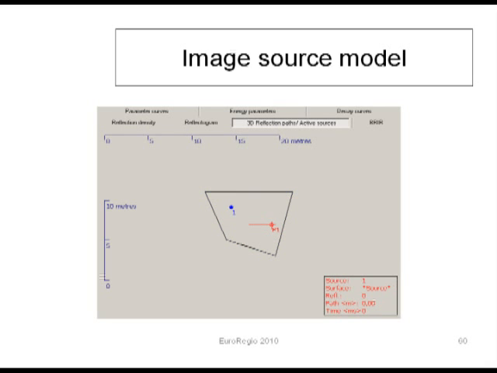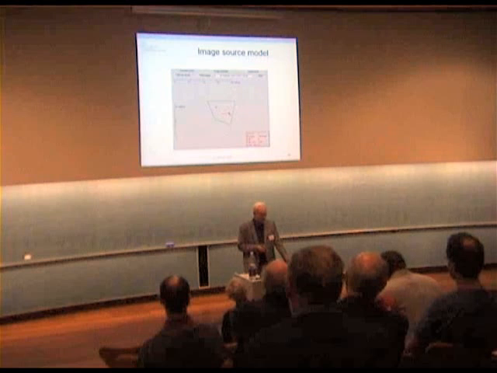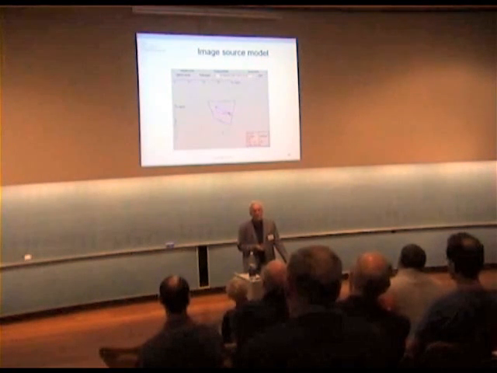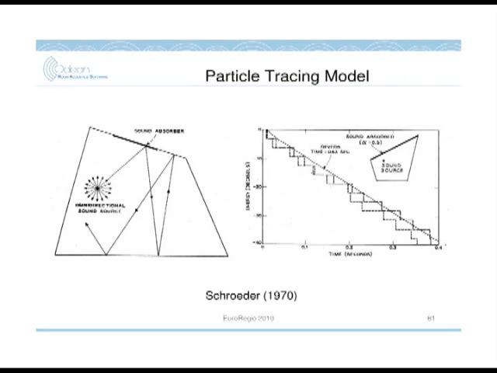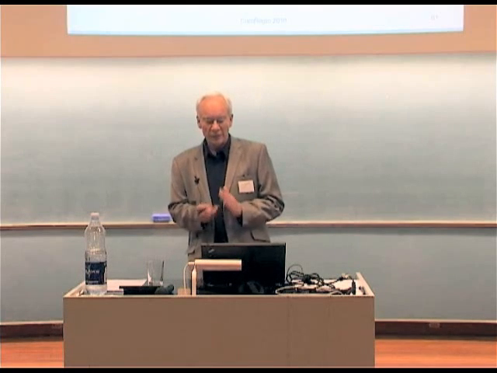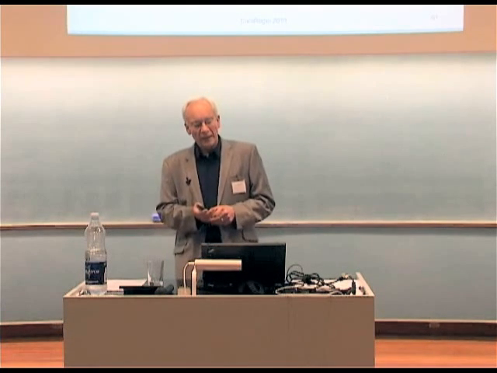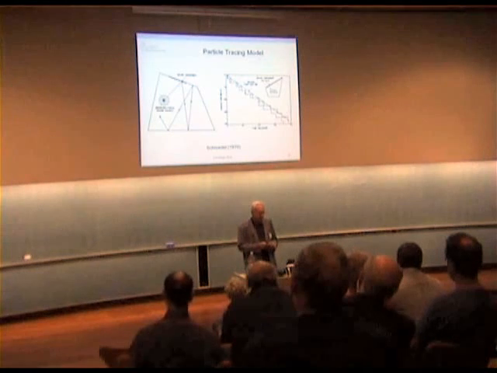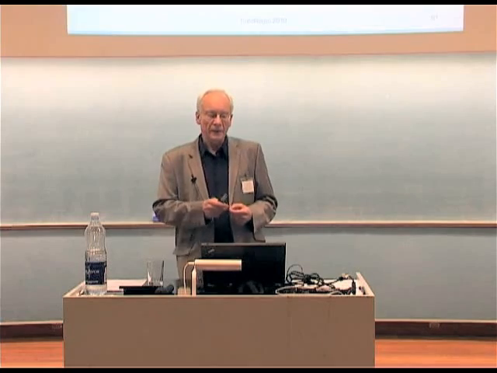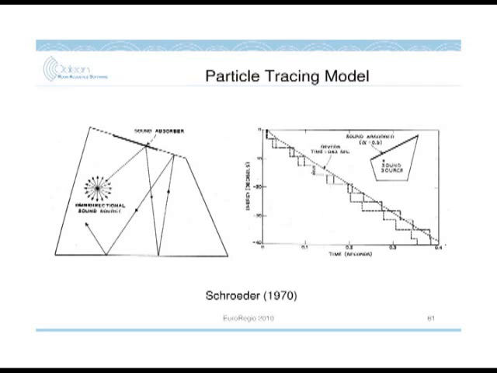Well, here you can see image sources created in a simple model and the reflection path corresponding to each of the image sources. But particle tracing is quite closely related to ray tracing, which I will also explain. Particle tracing means that you have a point source and you let particles escape in different directions and then follow the particle from one reflection to the next.